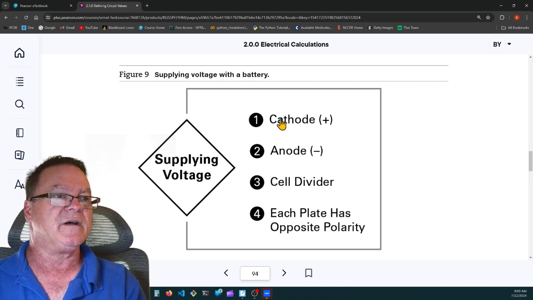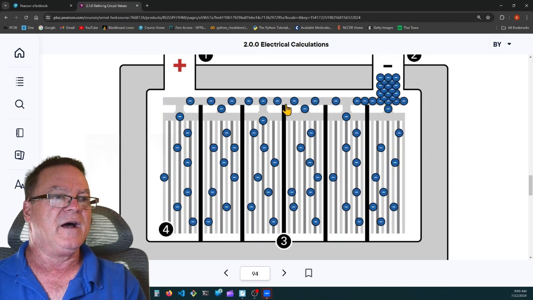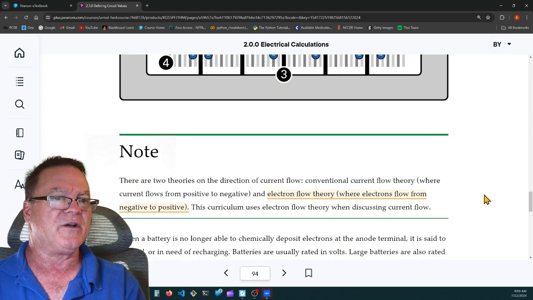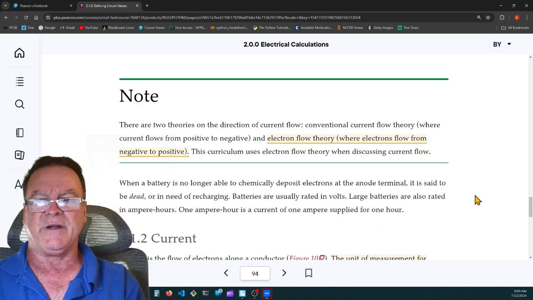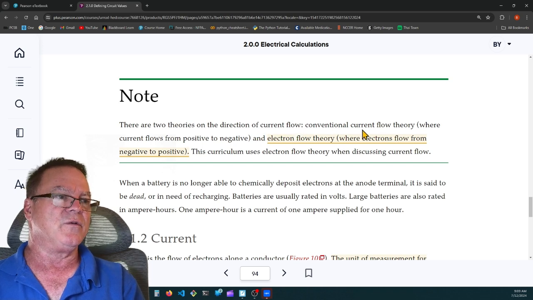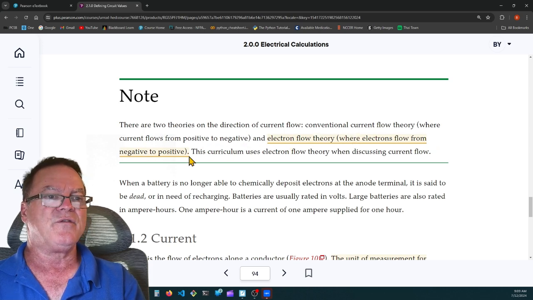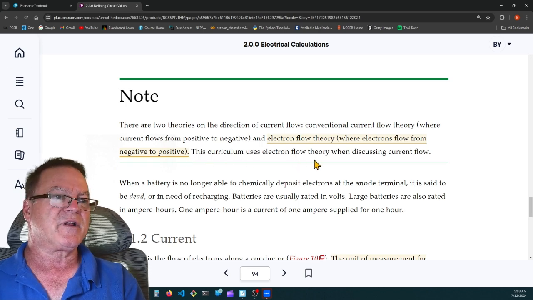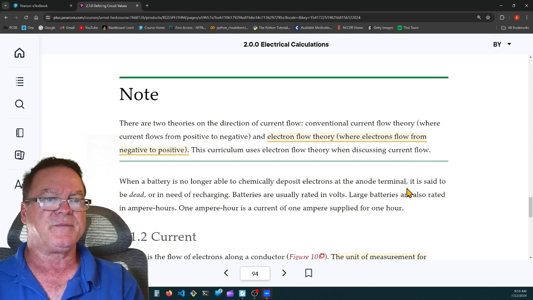Supply voltage with a battery. Says there's a cathode, an anode, and a cell divider. Okay. I'm not going to get too much into this because I teach electron theory. I don't teach conventional theory. Note there are two theories on direction of current flow. Conventional current flow, where current flows from positive to negative, and electron flow, where electrons flow from negative to positive. This curriculum uses electron flow theory when discussing current.